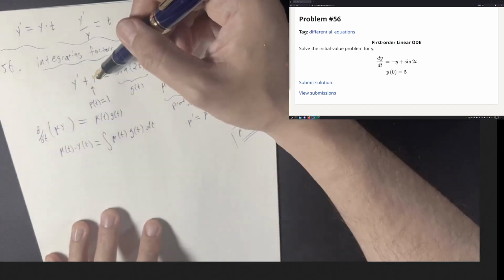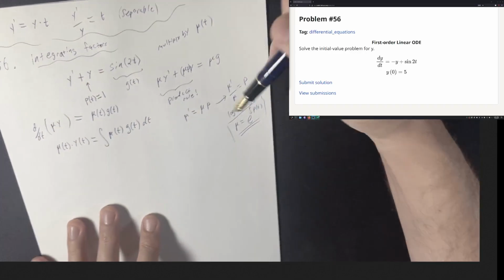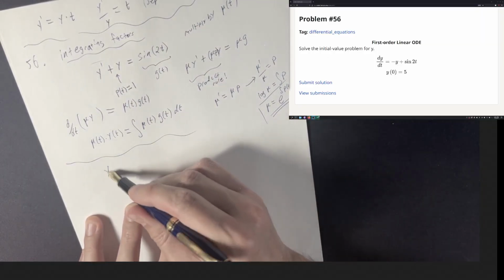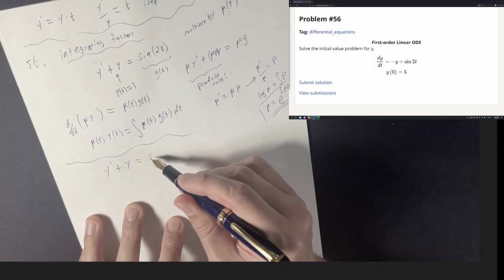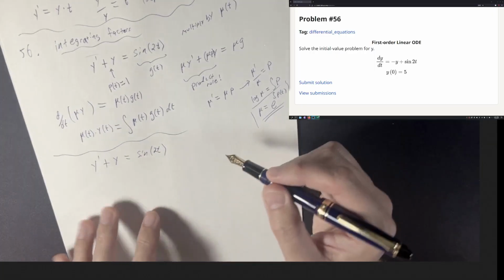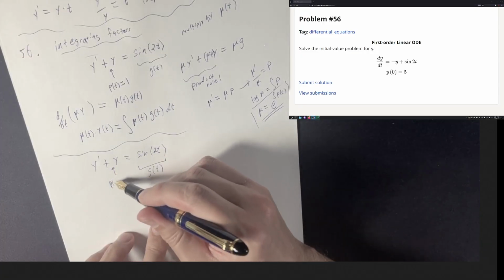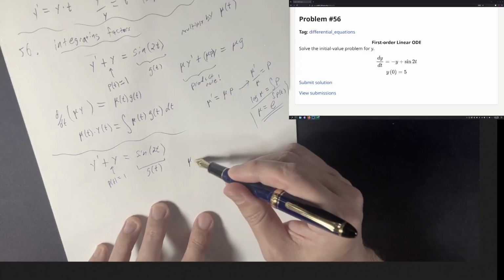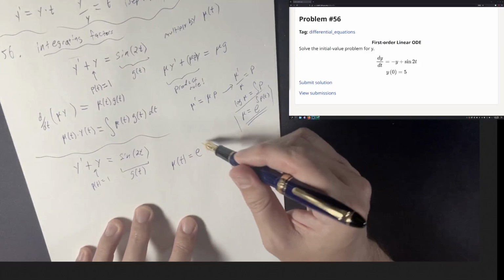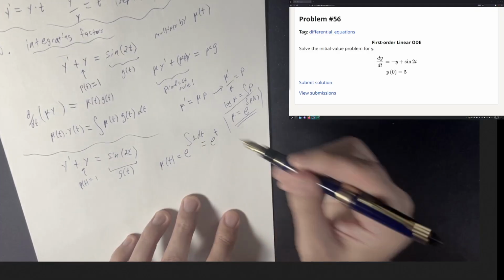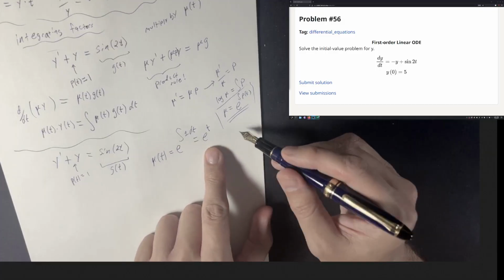So for our case in particular, p is 1. So in our example, let me rewrite it, I suppose. y prime plus y is sine 2t. What I would say to myself is this is the g function, and p is 1. And so mu is e to the integral of 1. So it's e to the t. You don't need to put a plus c here.